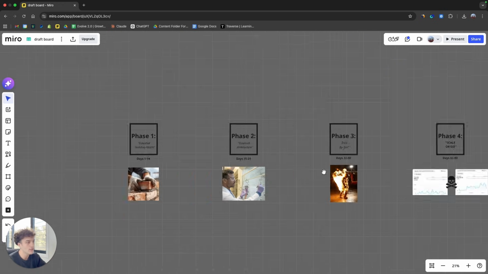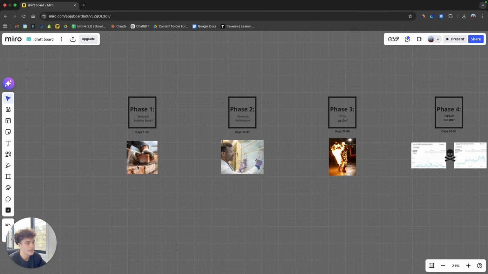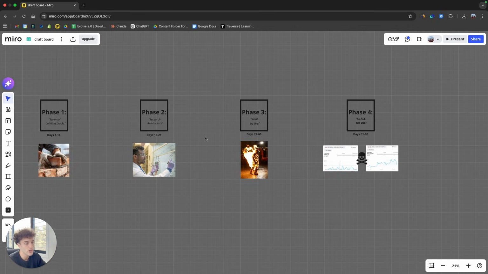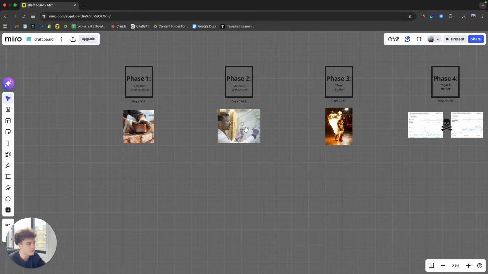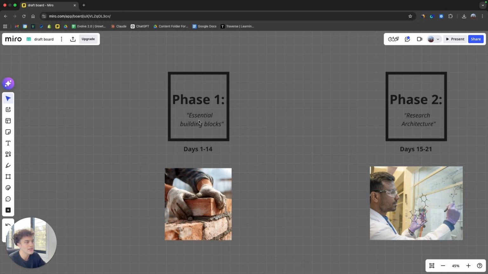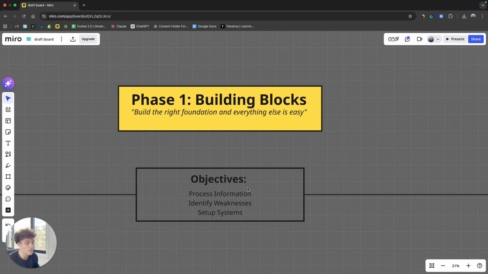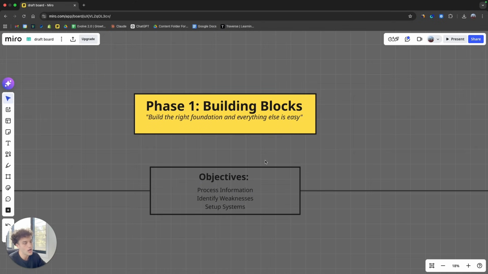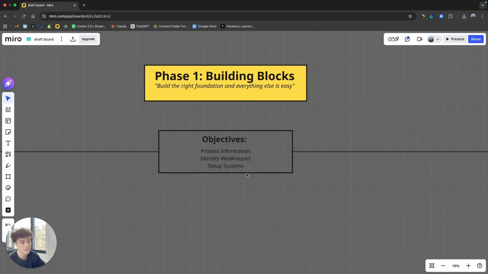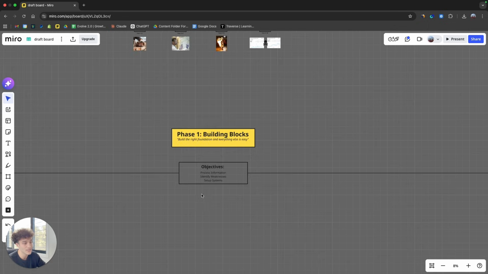So for this, there's going to be 4 phases. Each phase has got its own deadline. Now, if you guys are actually doing this, it might take a little bit longer, it might take less time. I just gave myself deadlines to make it easier. Jumping into phase 1 now: the essential building blocks, setting up everything, getting ready for this 90-day sprint, and building the correct foundations early on. The objectives of this: process information, identifying our weaknesses, and setting up systems.